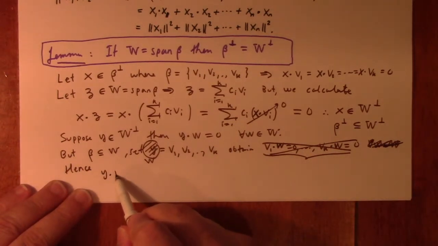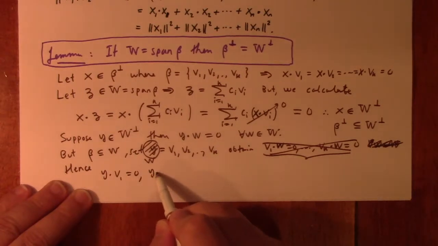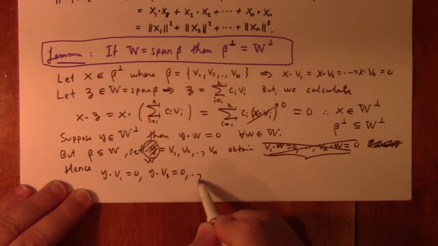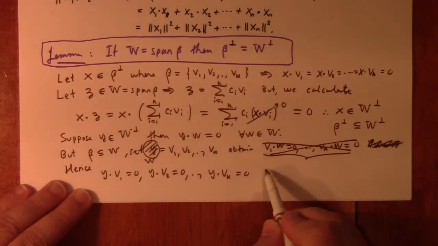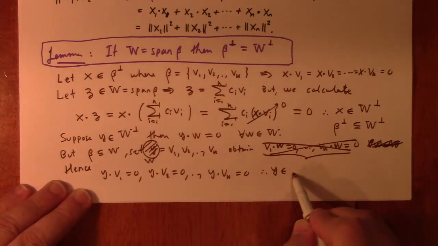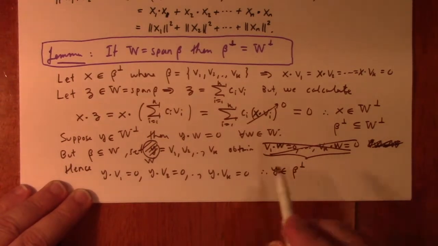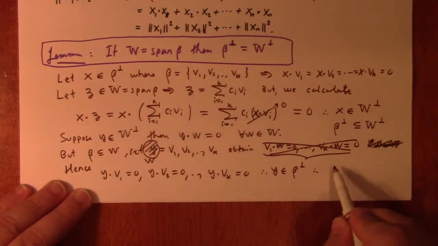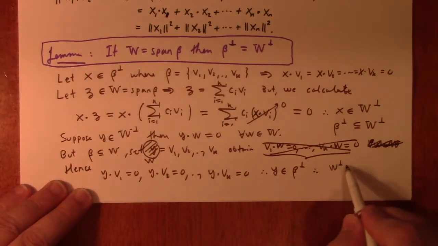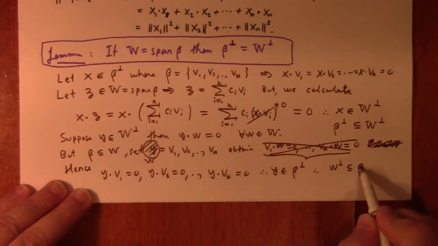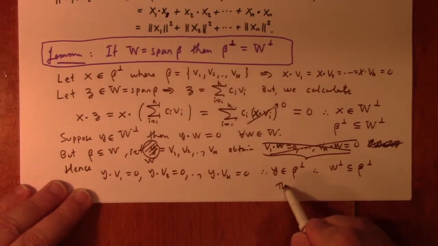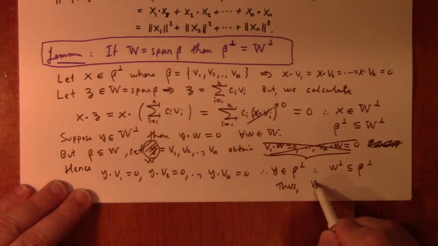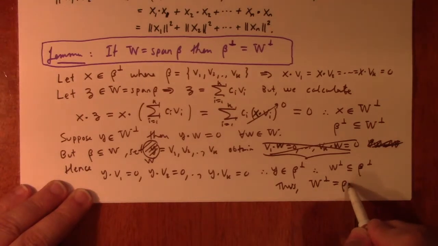I get y dot v1 equal to 0, y dot v2 equal to 0, and so forth, y dot vk equal to 0. And that tells me that y is perpendicular to everything in beta, so therefore y is an element of beta perp. But y was an arbitrary point in w perp, therefore w perp is a subset of beta perp. And hence, thus we've shown what we set out to show, that w perp is in fact equal to beta perp.